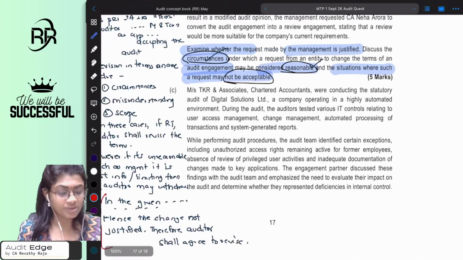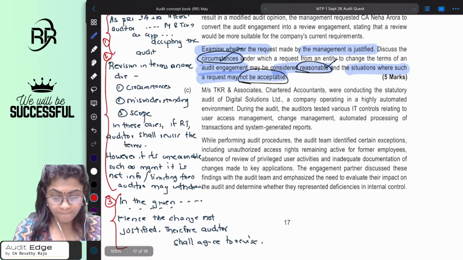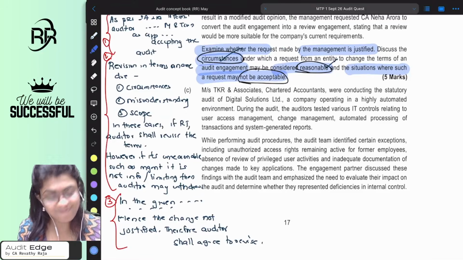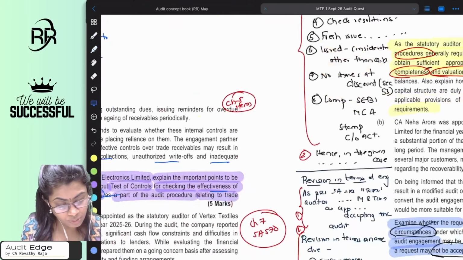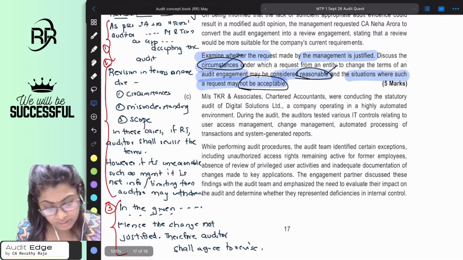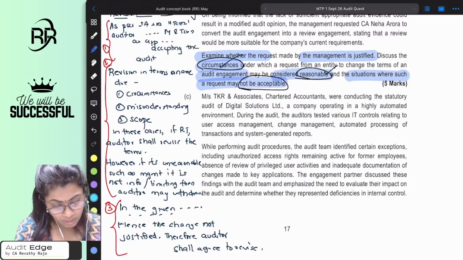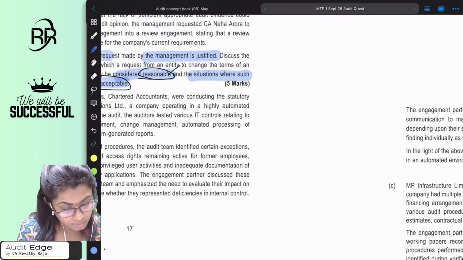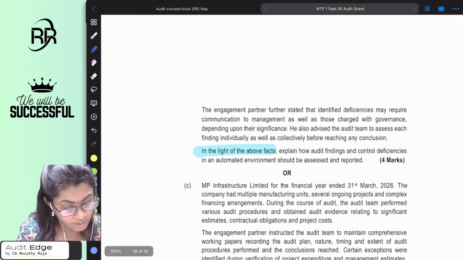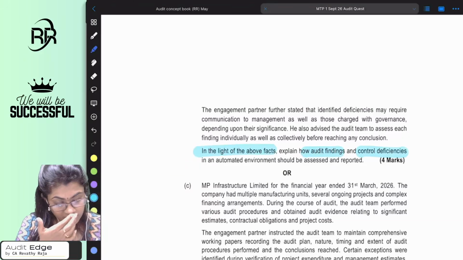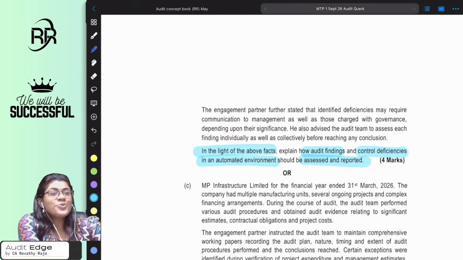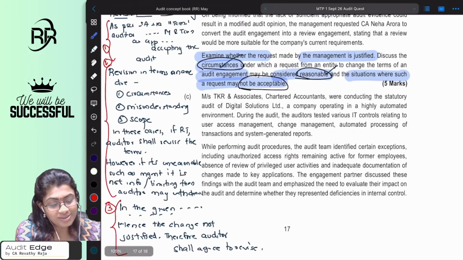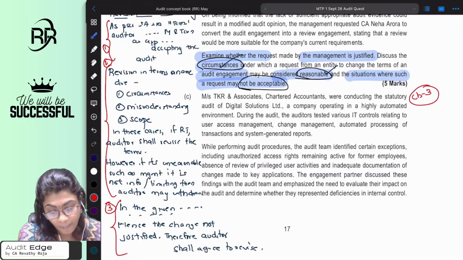Wow, just two more questions, right? Let's proceed. This is chapter 11. I think I've already told you. Okay, second last question, guys. In the light of the above, explain how audit findings, deficiencies in an automated environment should be assessed and reported. Automated environment. So this is chapter number 3, automated environment.